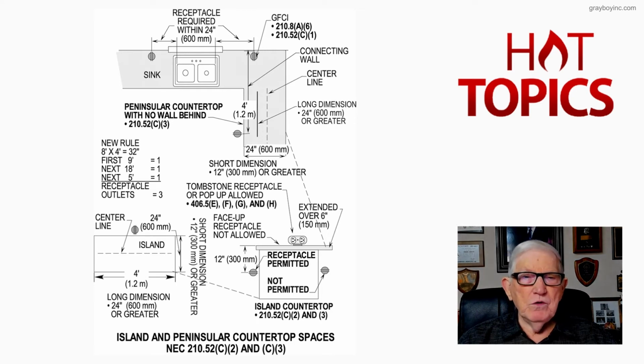Now, the new rule you see is right to the left, almost the center of the illustration. And you had an 8x4 area. Now, that'd be 32 inches. First 9 feet, one receptacle. The next 18 feet, it's double there, you need one. And then the next 5 feet, you'd need one. So that'd be 3 that you would need to install there.